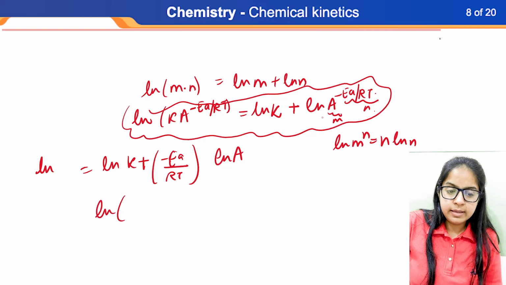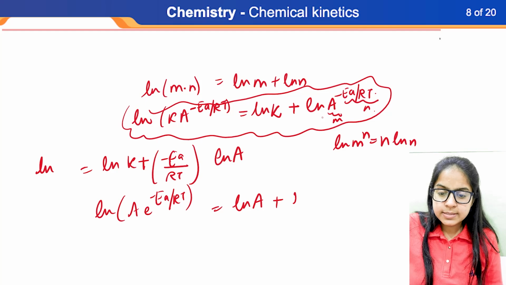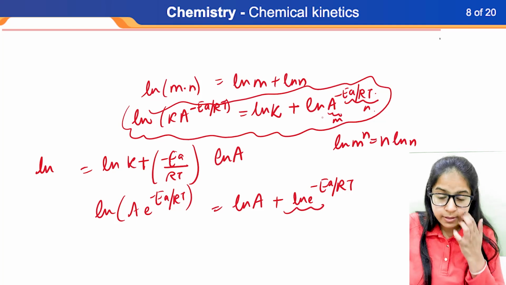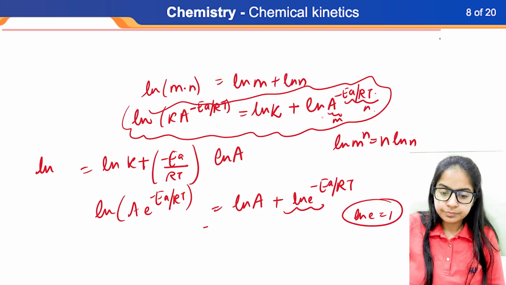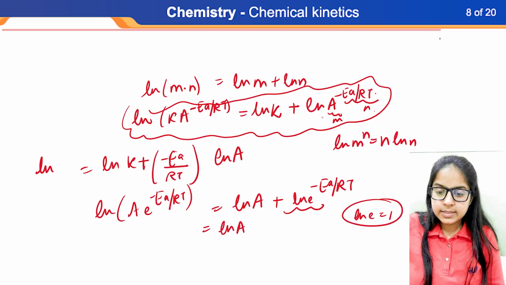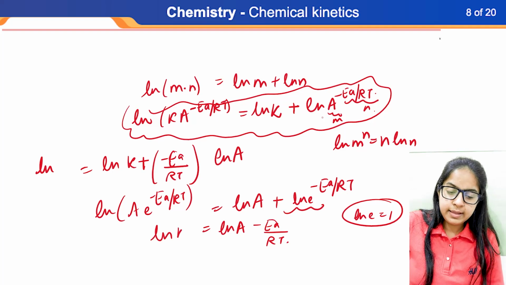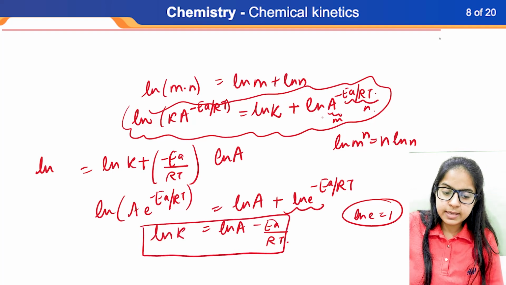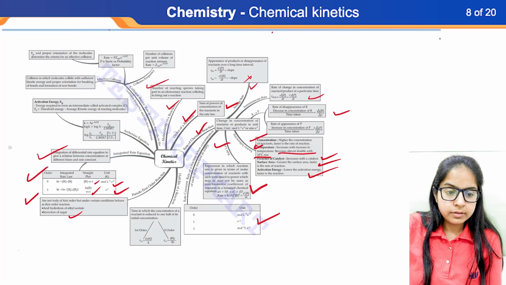Suppose ln of A e to the power minus EA by RT is equal to ln K. Then again the same formula, ln A plus ln e to the power minus EA by RT. Remember that ln e is 1. Then the minus EA by RT is in front, so ln K is equal to ln A minus EA by RT. So this is the Arrhenius equation. This is also an Arrhenius equation.